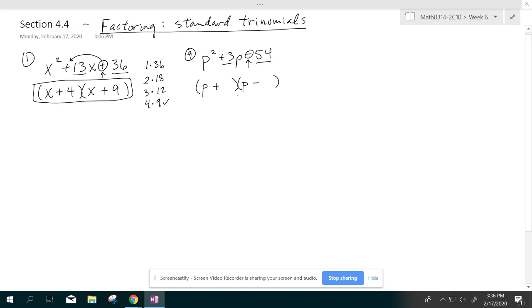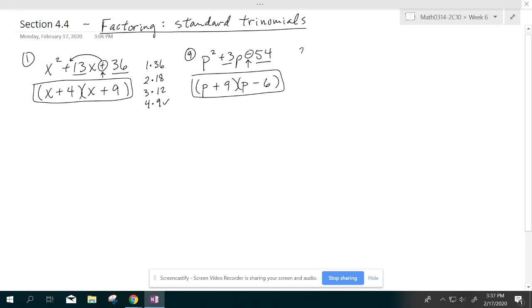9 and 6. Now, where does the 9 go? With the plus or the minus? And it matters where you put them, right? So if you're wondering how do I tell which goes where, I need a positive 3. 9 minus 6 makes positive 3. That's how you tell. And that is factored completely. Could I FOIL it and check? If I want to FOIL and check, I can, okay? Are y'all ready to try another one?